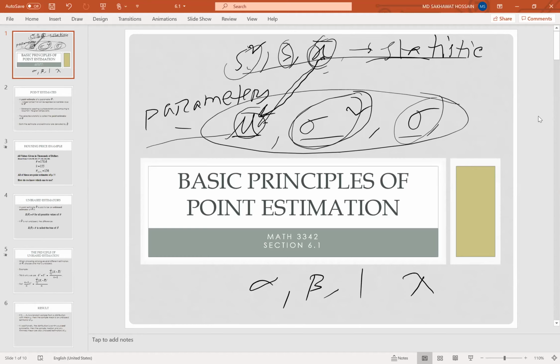So is it clear why we say point estimation? Because there are two different types of estimation. One is point estimation. The other one is interval estimation. In the next chapter, we'll talk about interval estimation, but in this chapter, we'll cover only point estimation.